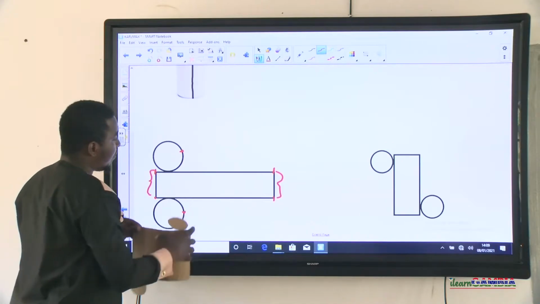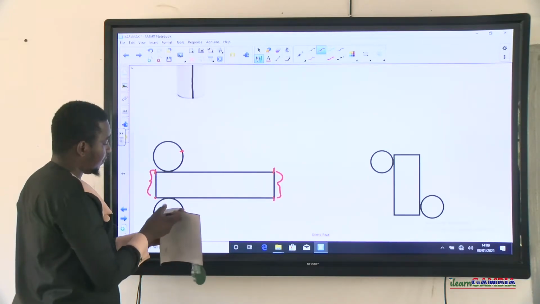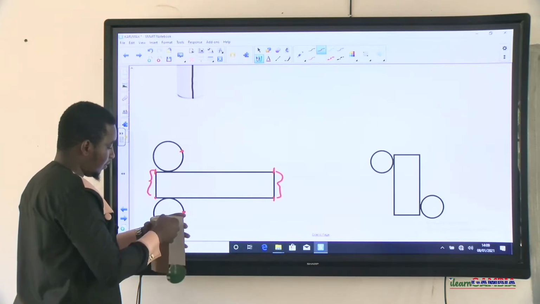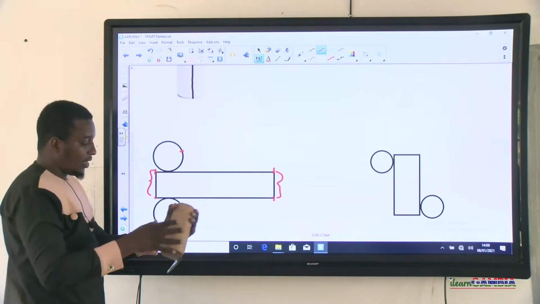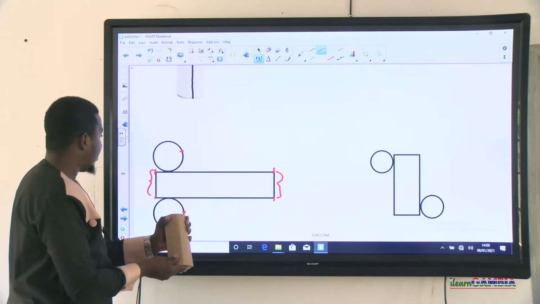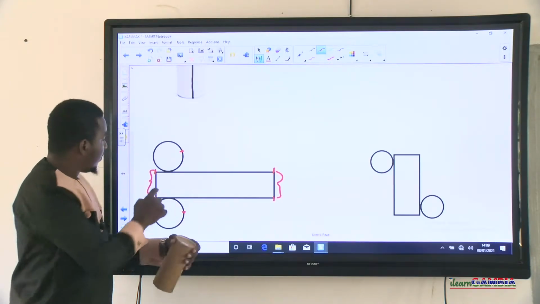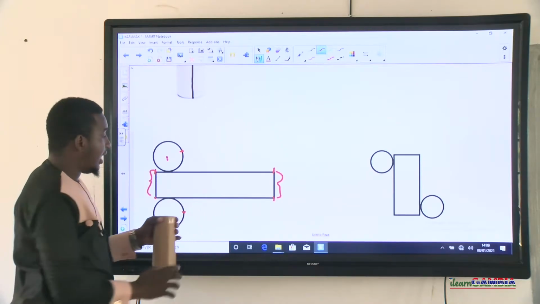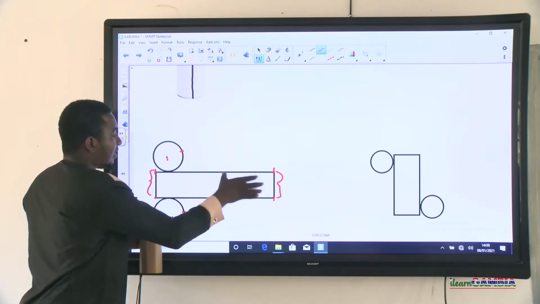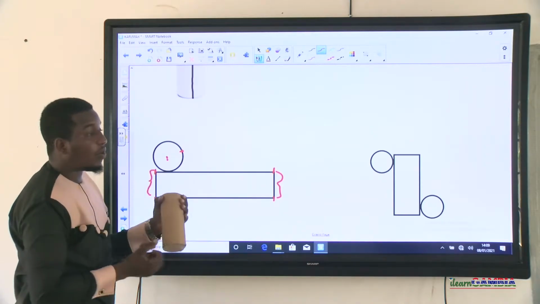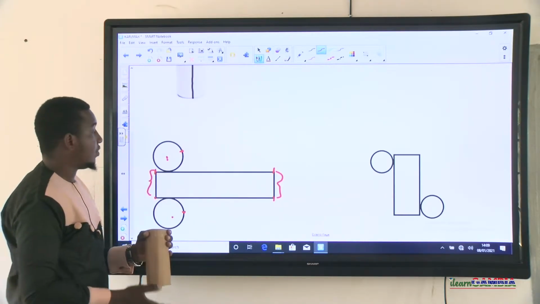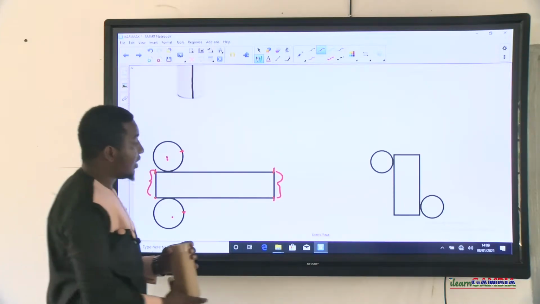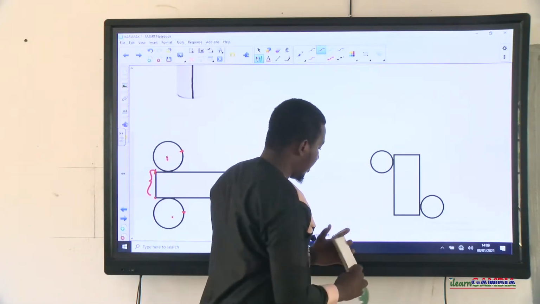So if you want to form a cylinder out of this, you just fold it like this, and then you will see that this circle is what we had here, and this other one is what we had here, and the rectangle is what we have here as the curved surface. So that is how we have the net of a cylinder.